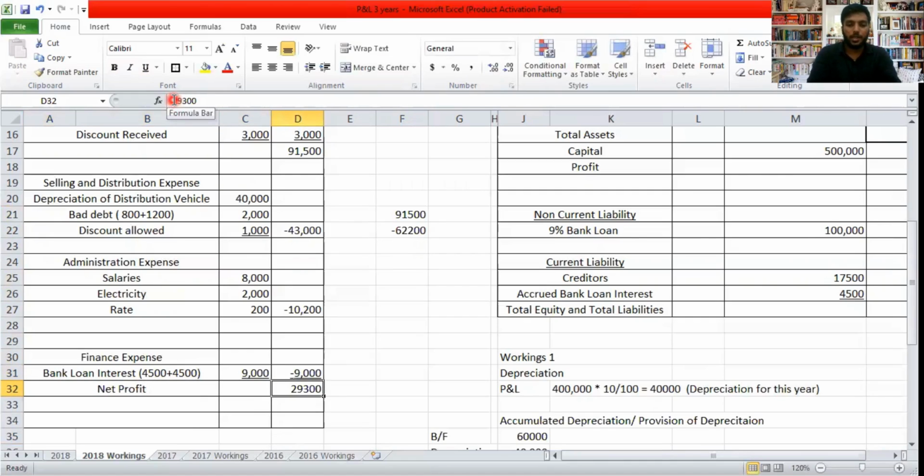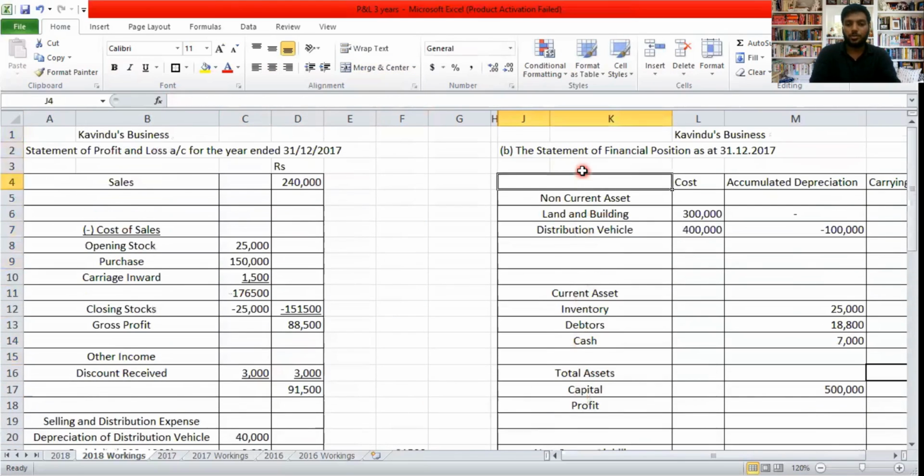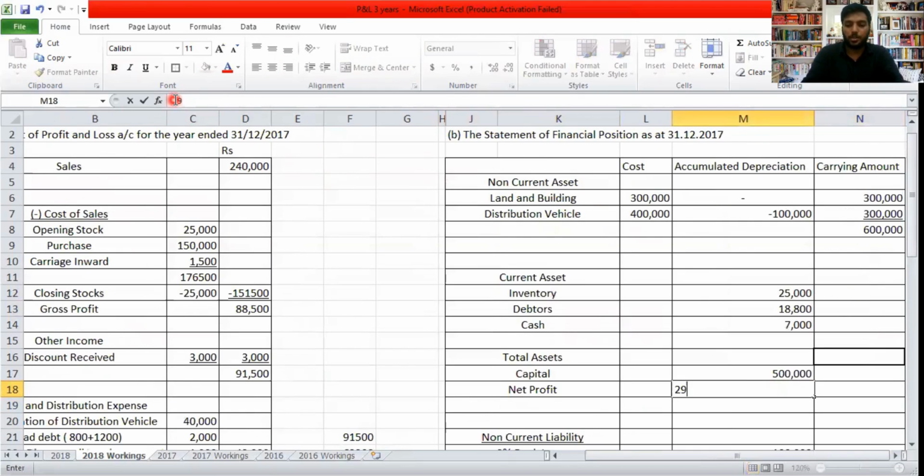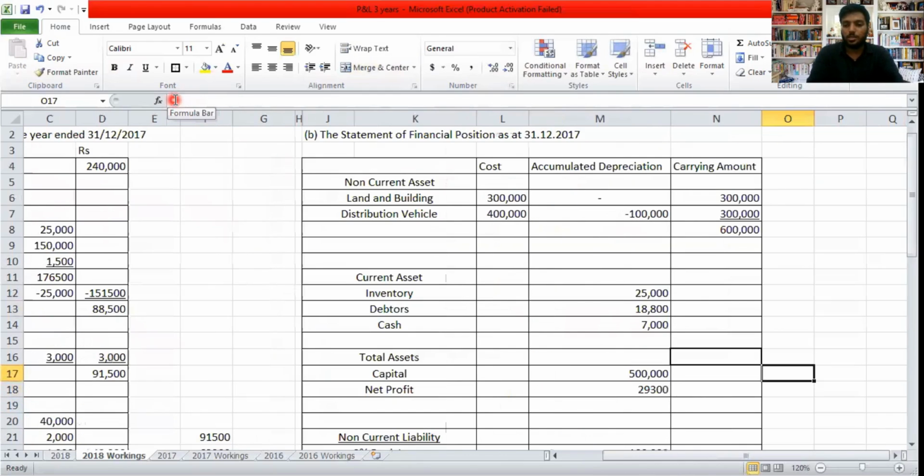This net profit, 29,300, I need to transfer to my financial portion. Under financial portion, not in non-current asset, not in current asset, under the capital column, you have a profit column. So in this area you can put net profit. Don't just put profit, because you might get lost sometimes. So it's better to add 29,300 and show it here. 500,000 plus 29,300 will give you 529,300 value.